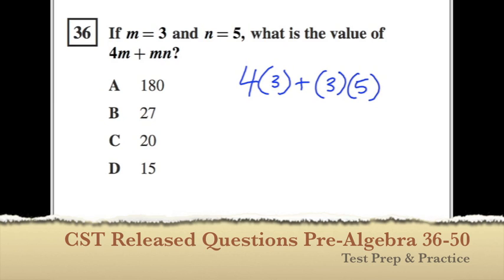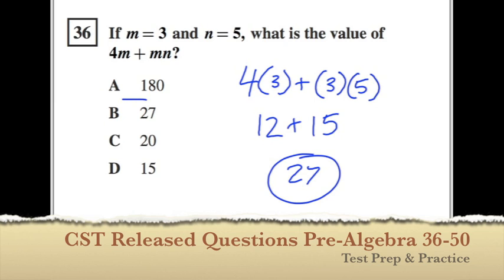So let's go ahead and figure this out. Of course, when a number is touching a parenthesis or parentheses are touching each other, it means multiplying. So here we have 4 times 3, which is 12, plus 3 times 5, which is 15. So we have 12 plus 15. That is going to equal 27. And my answer is B.